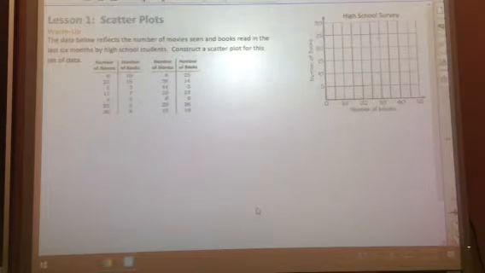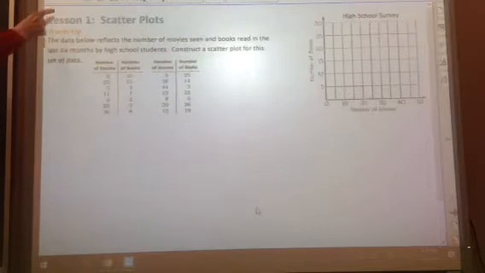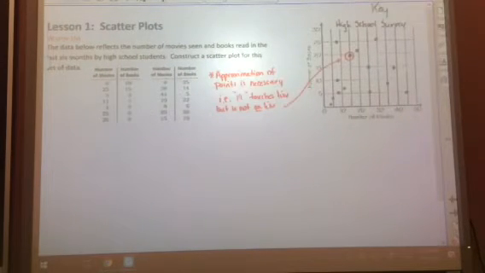In the warm-up today, you were asked to construct a scatter plot for this set of data. In other words, you're plotting all of these points onto that coordinate grid. Your scatter plot should look like this.